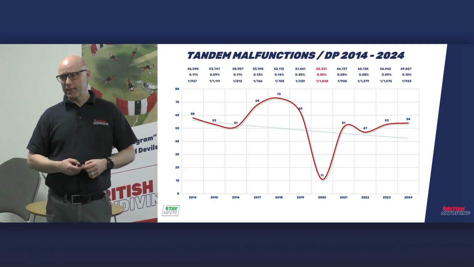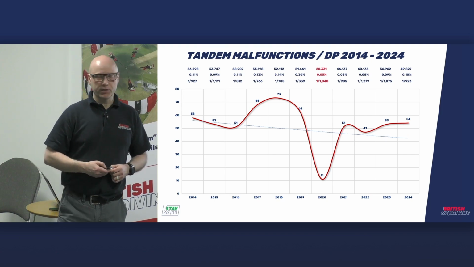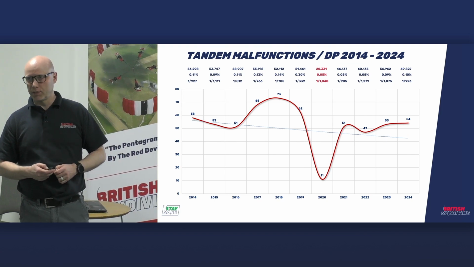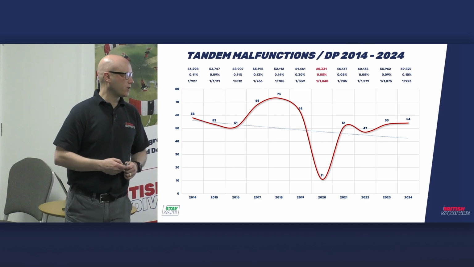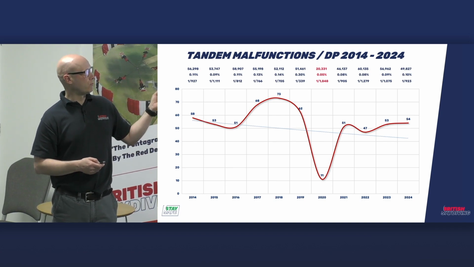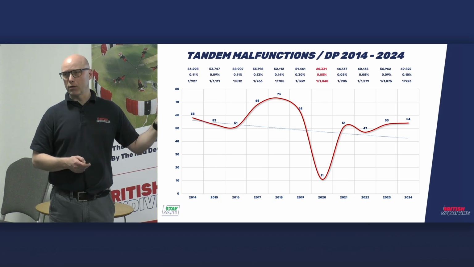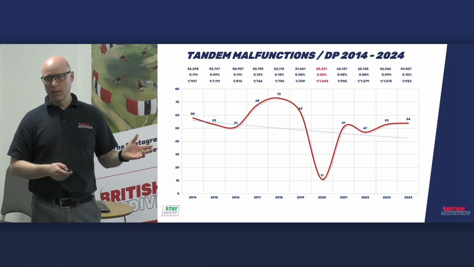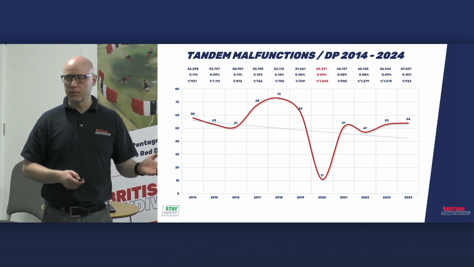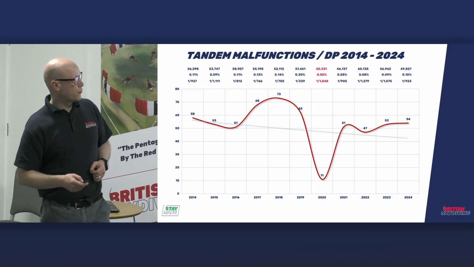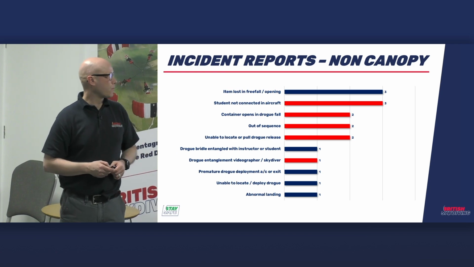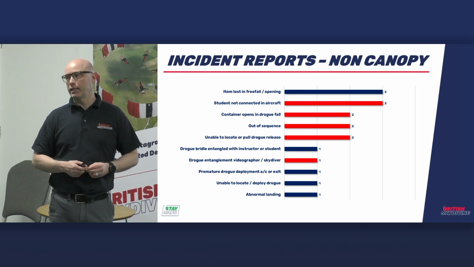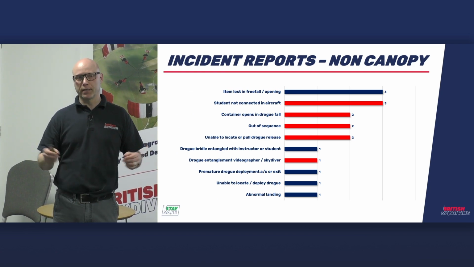Malfunctions are fairly steady as well. So we had pretty much the same number of malfunctions this year that we had last year. But you'll notice that our incident rate is slightly higher because we've got those fewer number of jumps. So the incident rate has peaked slightly from a malfunction 1 in every 1,000 jumps to 1 in about 900 descents. So what were the key malfunctions? What were the key incidents that we had?